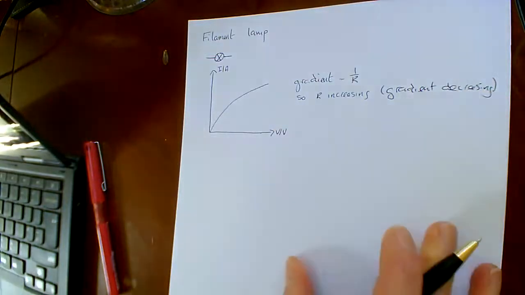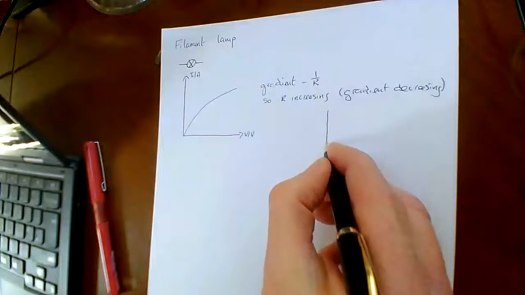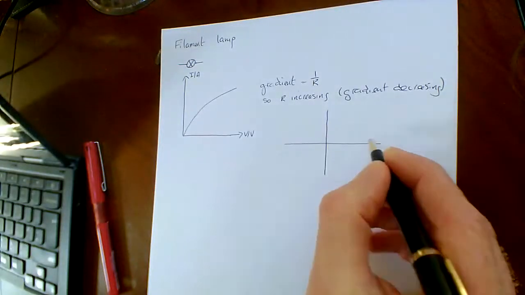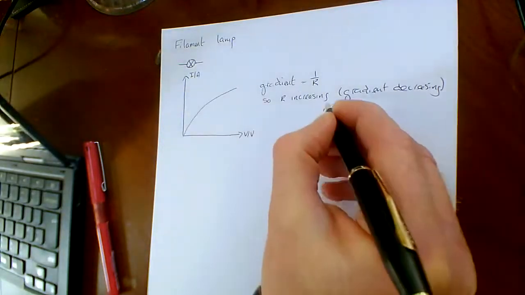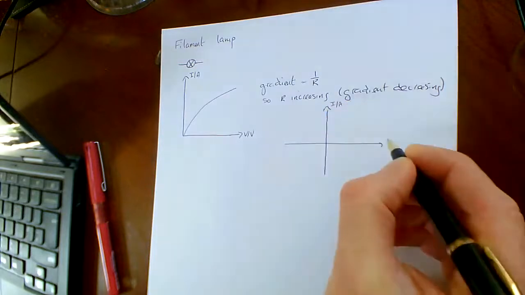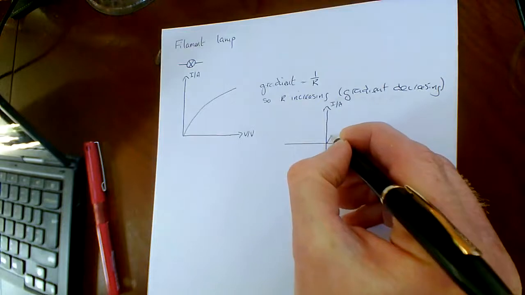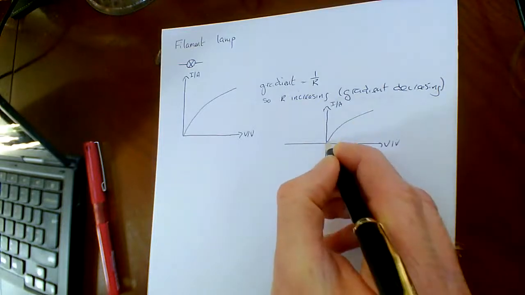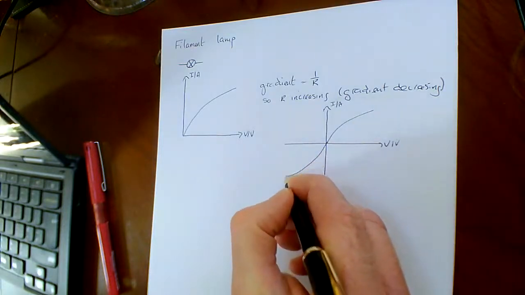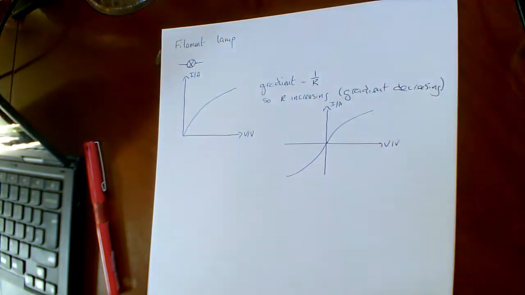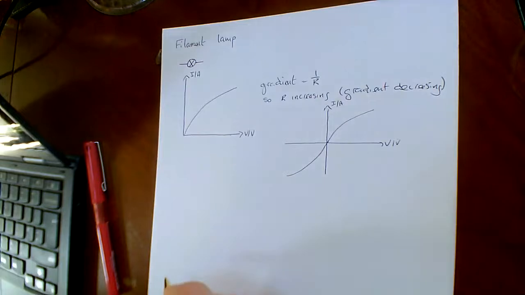Now actually I need to be able to draw this graph. I should have drawn this graph in 4 quadrants. Notice I'm always labelling my axes with my quantities and units. So the graph looks like that, and that's the graph that you need to be able to draw if you're asked to. So why does this happen?